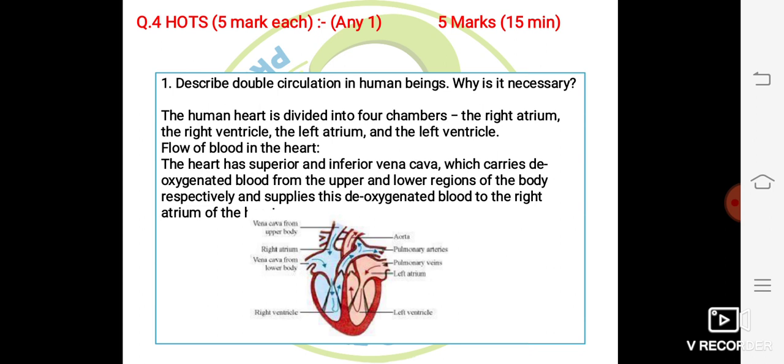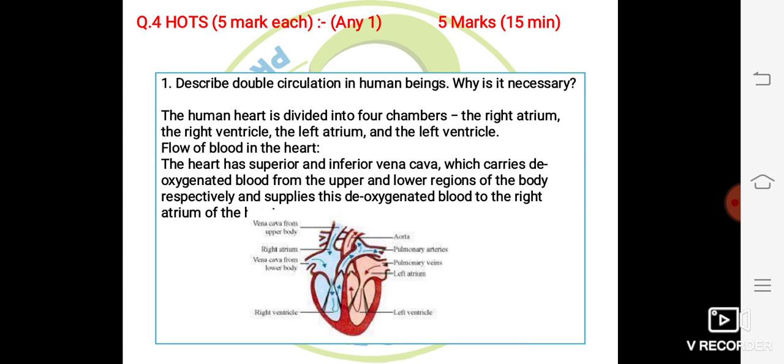Last you all had the HOTS question. That is you had got 2 questions, but you had to attempt any one of it, and it was of 5 marks. I'll talk about the first question, that is double circulation in human beings. Most of y'all forgot to draw the diagram for it, which was absolutely wrong. So how you have to attempt this answer, just look over here.